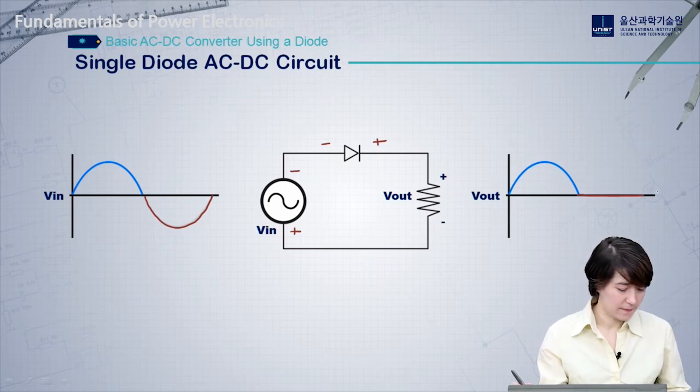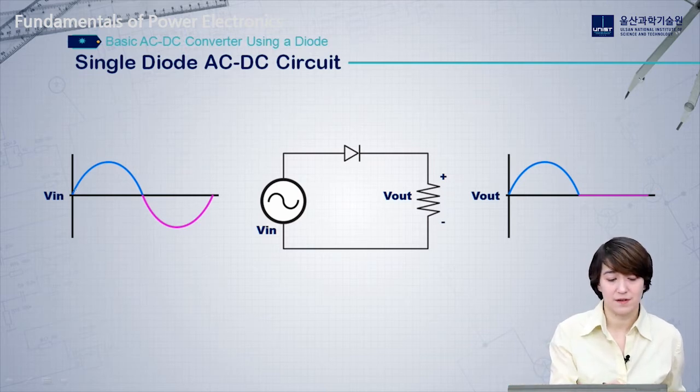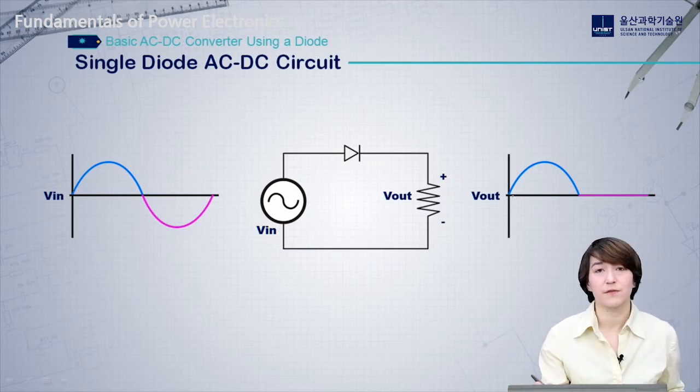So when it's positive, we look at our full circuit here, you can see both diagrams. During the positive voltage cycle, current flows through the diode and the voltage is exactly the same. During the negative cycle, no current flows through the diode and our output voltage is simply 0.